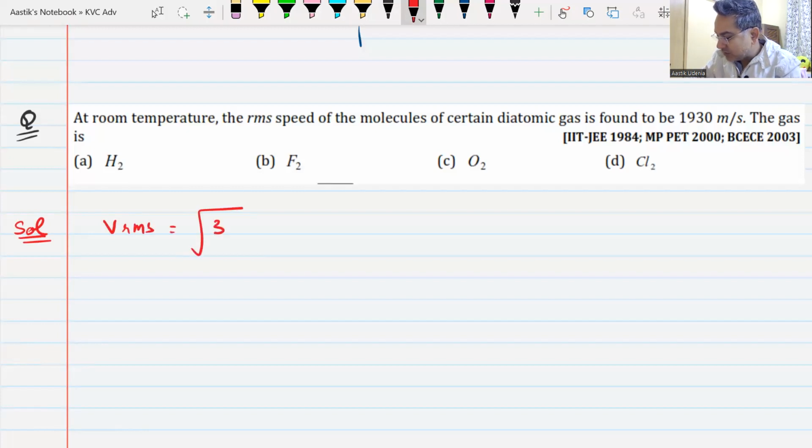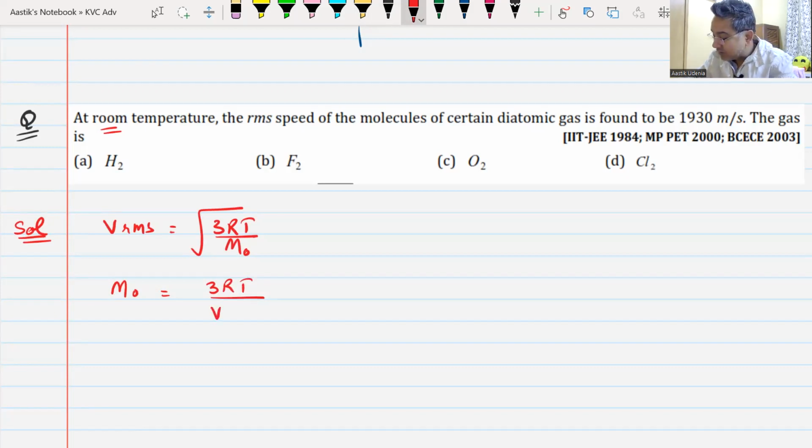VRMS is root over 3RT by M naught. From here, you can find out the value of M naught. At room temperature, it is given. Remember, room temperature is taken as 300 Kelvin. That is the only thing you had to remember. So M naught becomes 3RT by VRMS square. Do we understand this? If you solve this, I think you are going to get 2 grams. Since it is 2 grams, the gas would be hydrogen. Anyone got this answer?